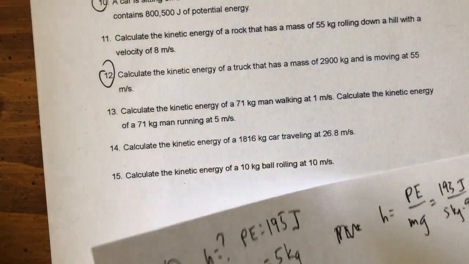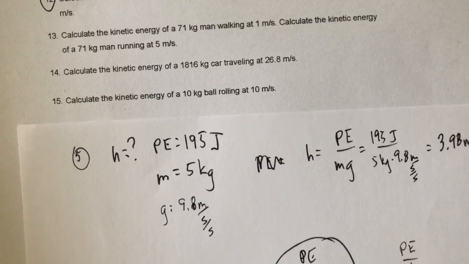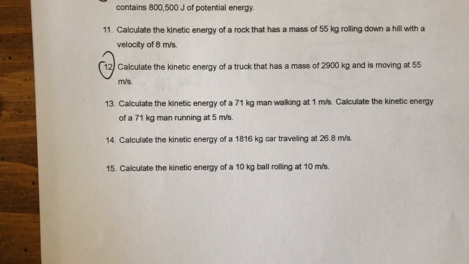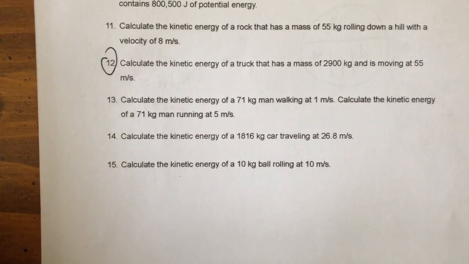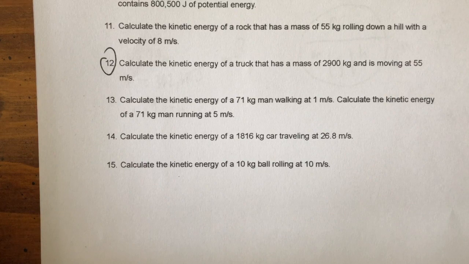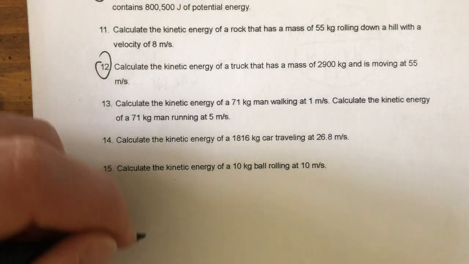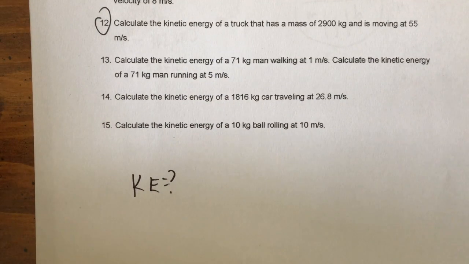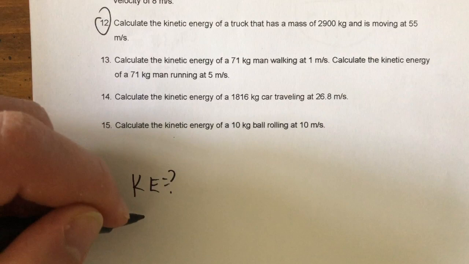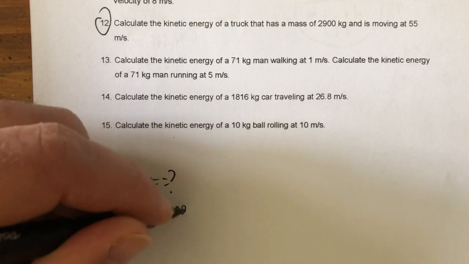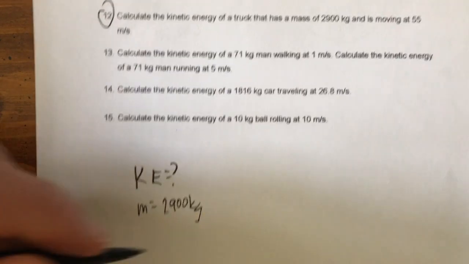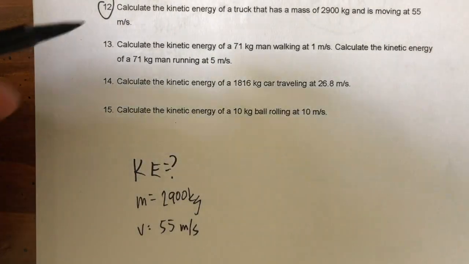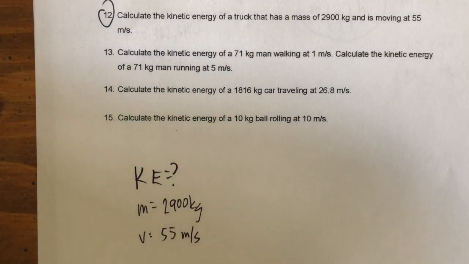And finally, I'm going to do number 12. Number 12 is a kinetic energy problem. Number 12 says calculate the kinetic energy of a truck that has a mass of 2,900 kilograms and is moving at 55 meters per second. So we want to find KE, and we're given that the mass is 2,900 kilograms, and we know that it's moving at 55 meters per second, which, by the way, is crazy fast. That's like 120 miles an hour.